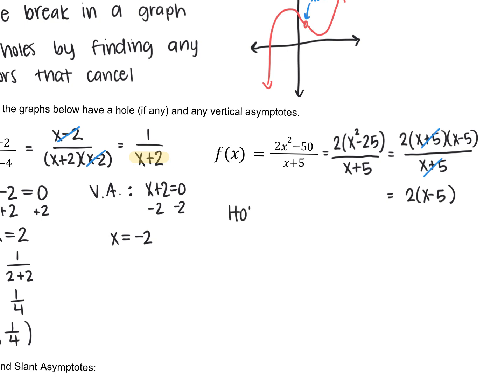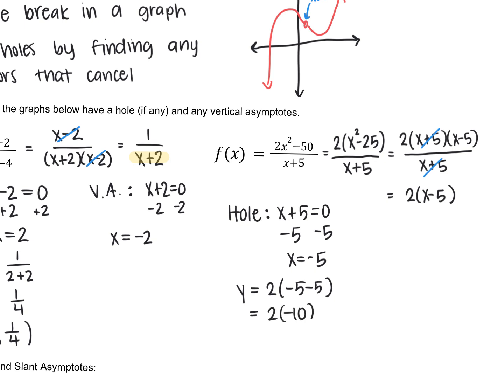So my hole occurs when x plus 5 equals 0. So we'll subtract 5 and we get that x equals -5. To find my y value, I'm going to plug that in. So 2 times (-5 minus 5), which becomes 2 times -10, which is -20. So we have a hole at (-5, -20). And I actually don't have to check for a vertical asymptote here. I'm not going to have one, because the only thing that is in my denominator canceled and was a hole, I don't have a vertical asymptote.